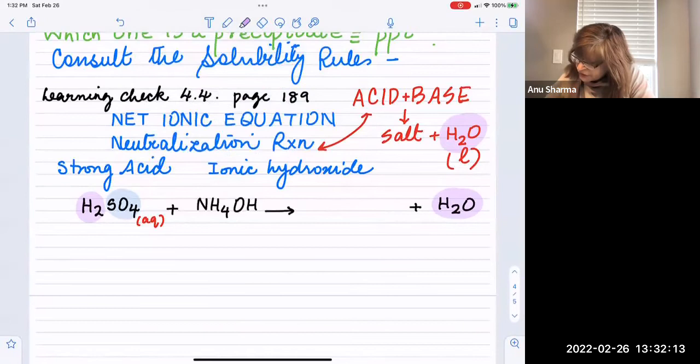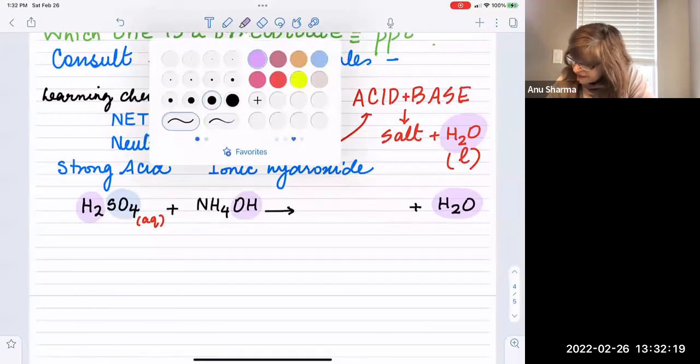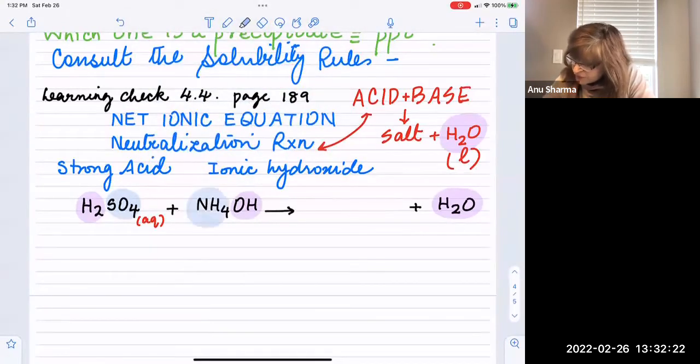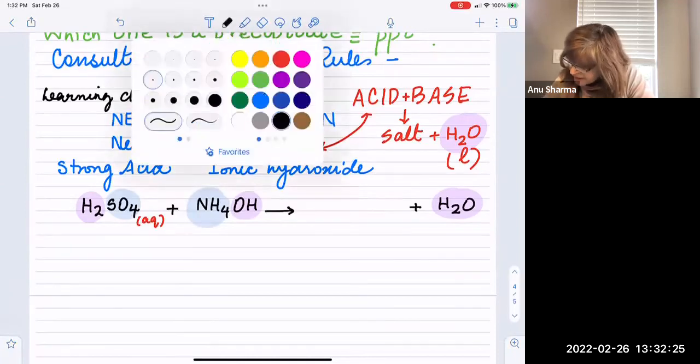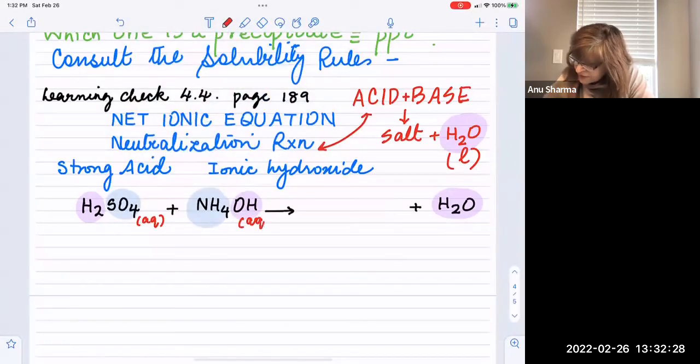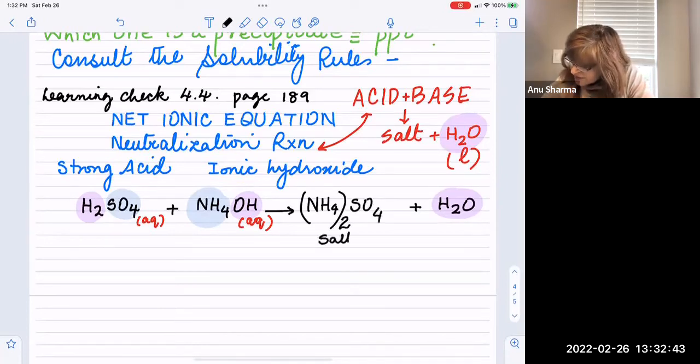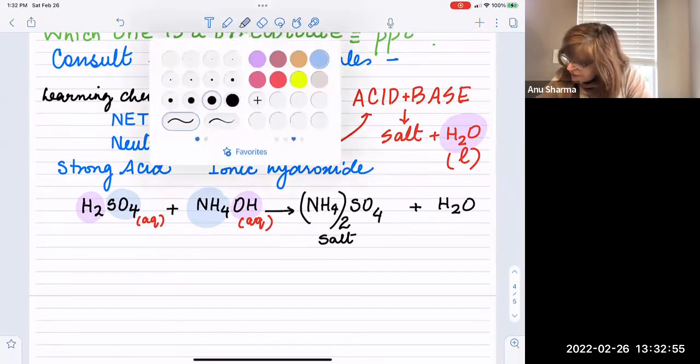Okay, and this is giving you the same thing. The hydrogen is going to connect with OH, so that gives you H2O. But ammonium and sulfate are going to react. So ammonium hydroxide is soluble in water, so this would be aqueous. And you have now ammonium and sulfate combining together. Ammonium has +1 charge, but sulfate has -2 charge. So this is the formula, and this is a salt. And that is obviously water. Now water will not ionize.